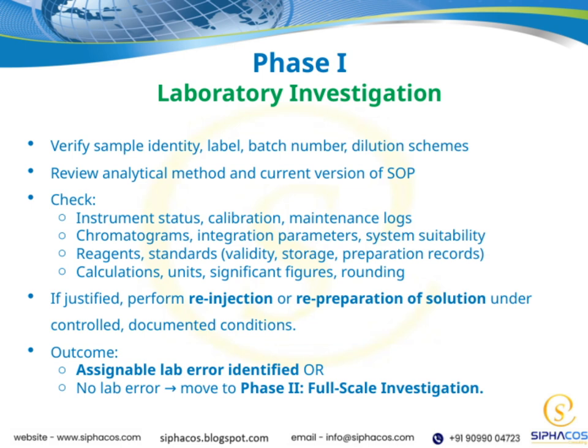The goal here is clear. Either we identify an assignable lab error that explains the issue, or if we find no lab error, we move forward to phase II, which is the full-scale investigation. This initial step is fundamental because it helps us systematically rule out common issues before diving deeper into the investigation, ensuring our process remains rigorous and reliable.